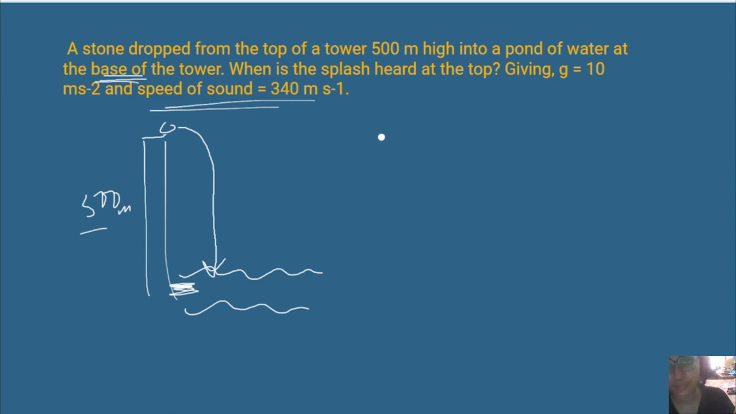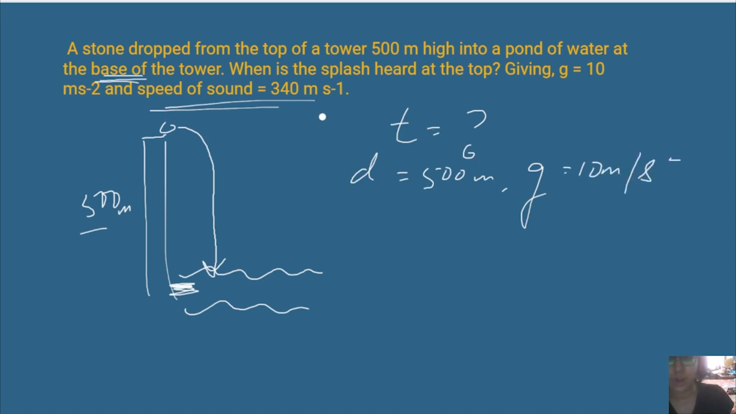So this is the first part of the sum, to find the time taken by the stone to drop. This we'll find by the equations that we discussed in our first chapter, motion in one direction. So we have to find the time. What do we have here? We have the distance, 500 meters. We have acceleration due to gravity, 10 meters per second squared. Apart from that, the initial velocity is 0 because it is dropped, it is free falling.